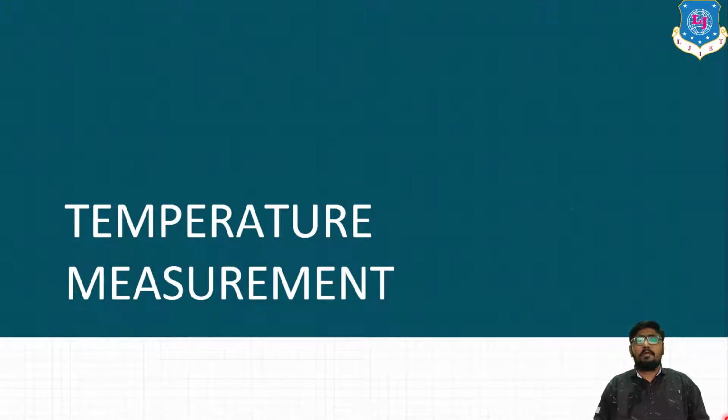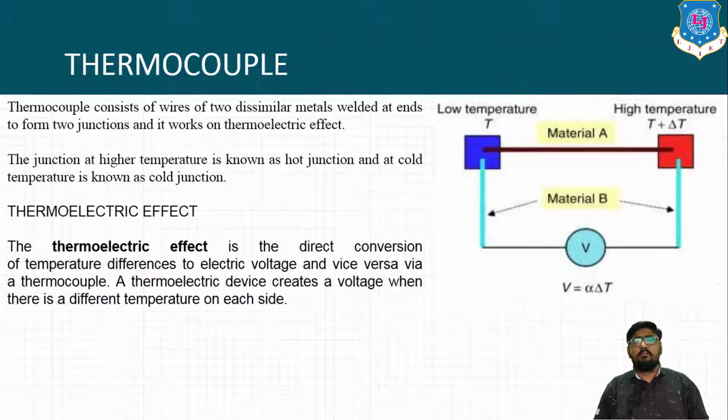All of you might be aware of a thermocouple junction, which you have studied in 11th and 12th science. Okay, a thermocouple consists of a wire of two dissimilar metals. Two dissimilar metals are welded at the ends to form two junctions. This is material A and material B. They are welded at this one end, so this welded point will be one junction, and the opposite end will be the second junction. As you can see in the figure, this material A and material B form two junctions.